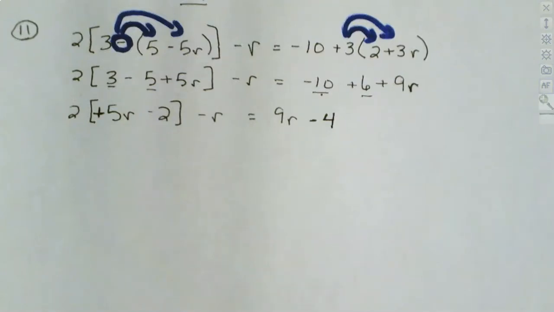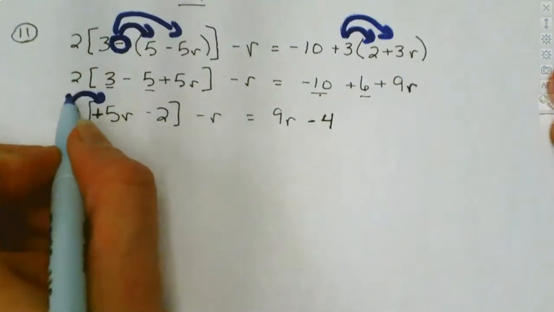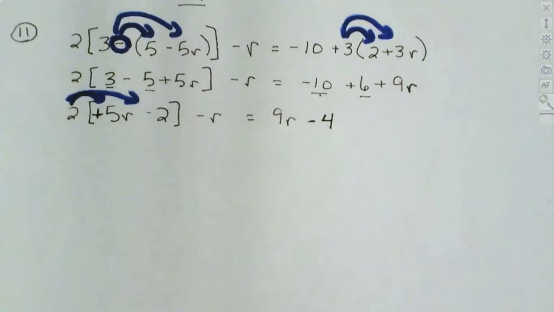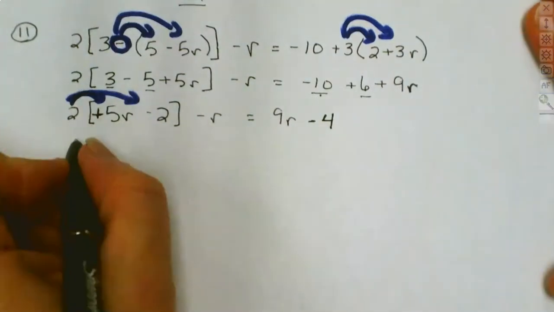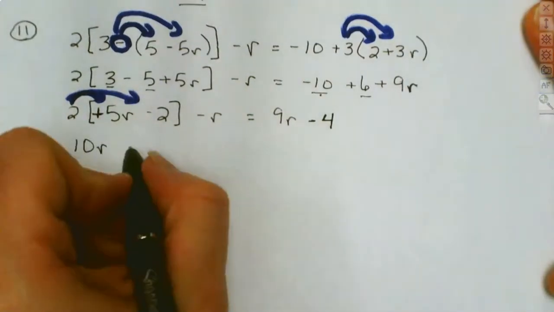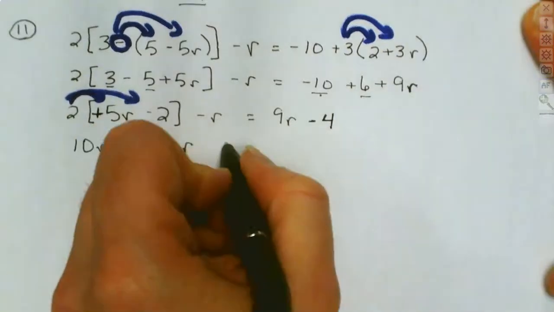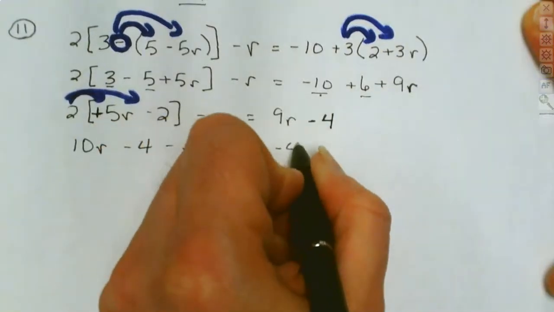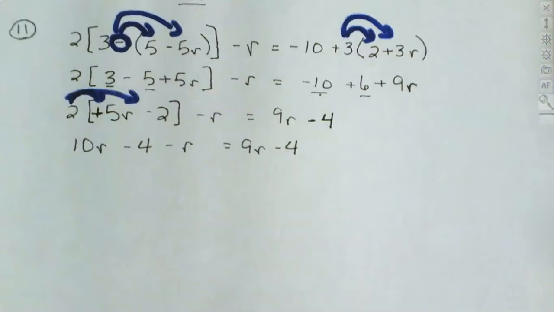Now the right-hand side is already done. So the next step is going to be distribute that 2 through. And when we distribute that 2 through, we get 10R minus 4 minus R equals 9R minus 4. You can skip some steps sometimes if you need to. When I work out questions, though, I generally do not, because I want to have a good set of notes for you to go back and look at later. So I don't generally skip steps in the lecture, but you can if you feel comfortable doing that.